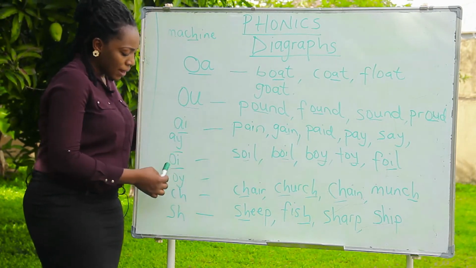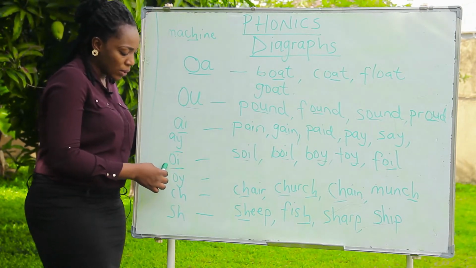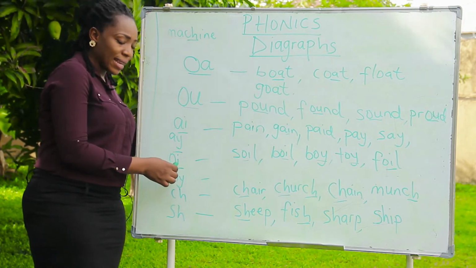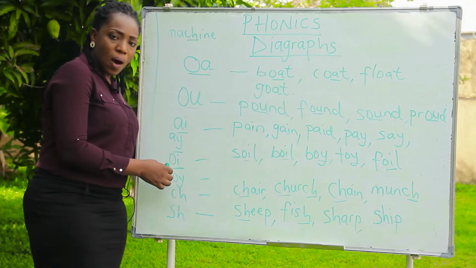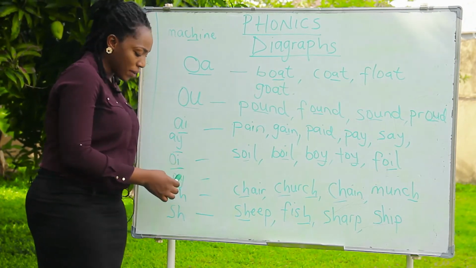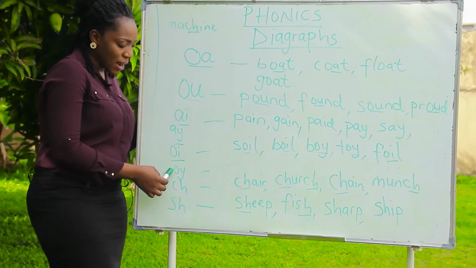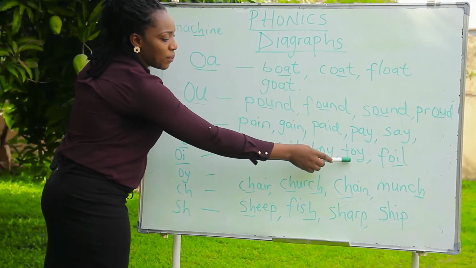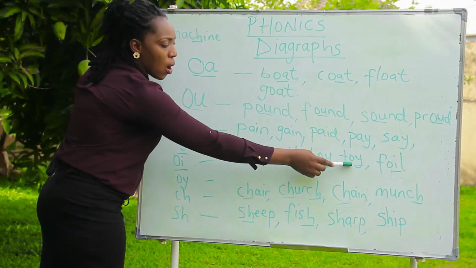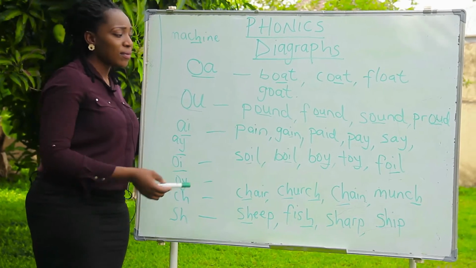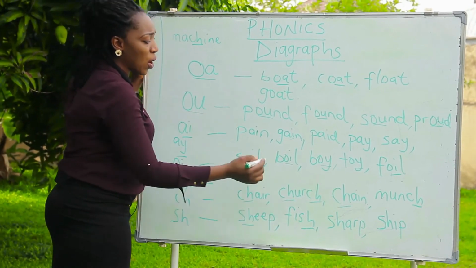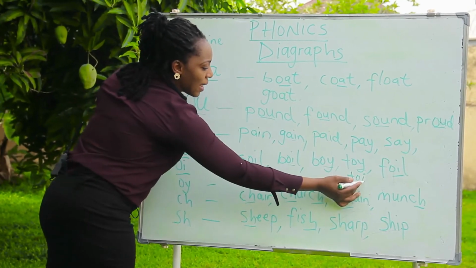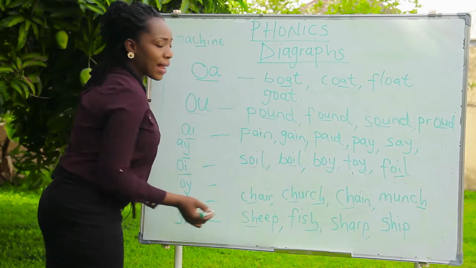Now this other sound is pronounced oi. O and E gives you oi. Oi also has a variant in OY, as in boy and toy. You can see boy ends with OY, toy also ends with OY. So when you're spelling toy, don't write it as TOI. No. Toy is spelled TOY.